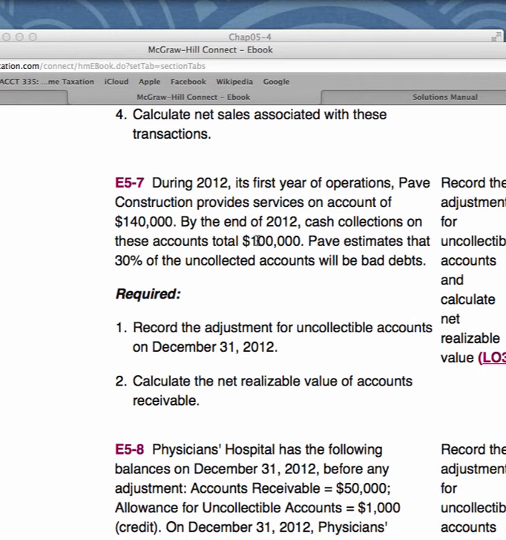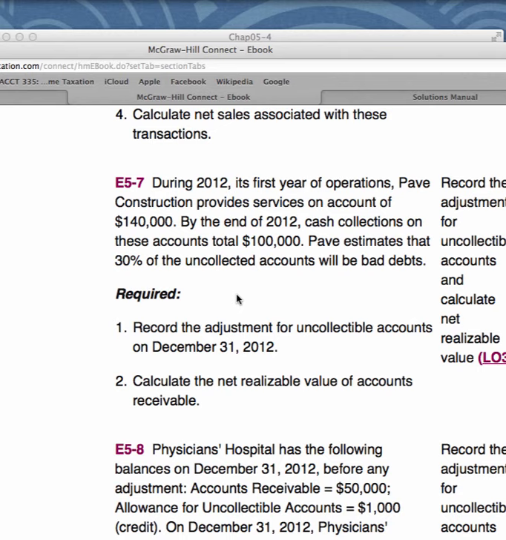We have the first year of operation. Pave Construction provides services on account for $140,000. By the end of the year, cash collections on these accounts total $100,000. So if they provided services of $140,000 and collected $100,000, then they have $40,000 in accounts receivable. The company estimates that 30% of the uncollected accounts will be bad debt.